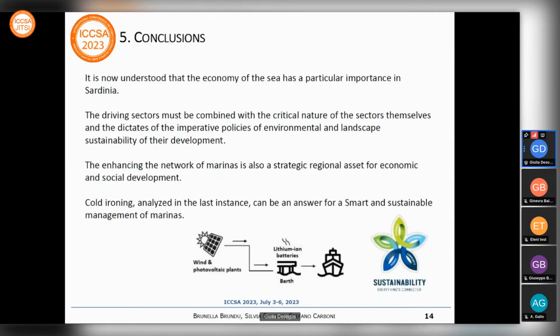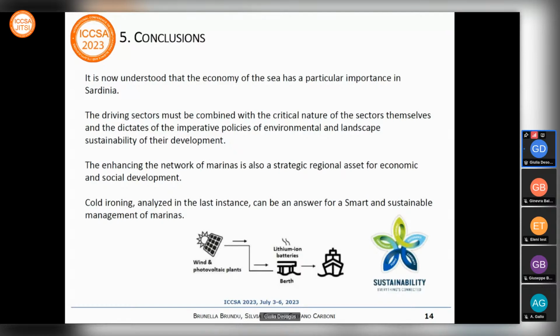Now it's well understood that the economy of the sea is particularly important in Sardinia. The Sardinia strong vocation for the tourism increasingly has a direct effect on other sectors of the economy, such as agriculture and culture, which place the region in a very low position compared to the other European Union countries, considered on the basis of GDP.